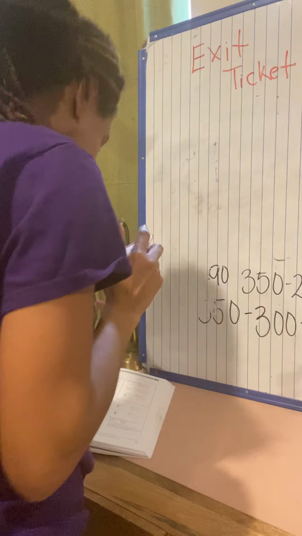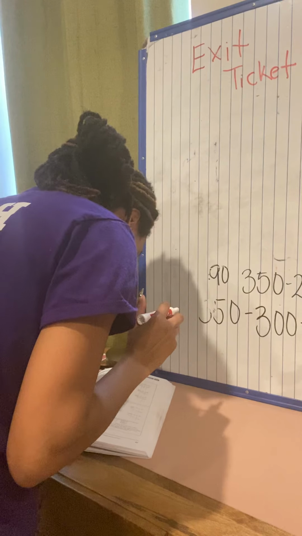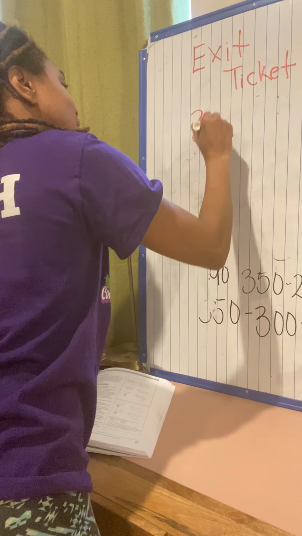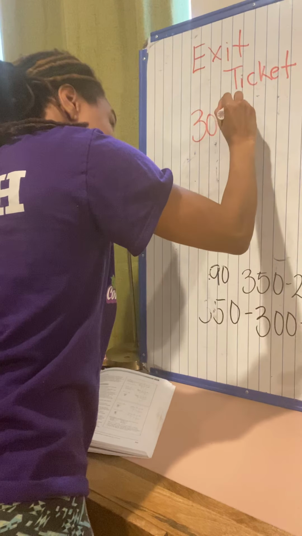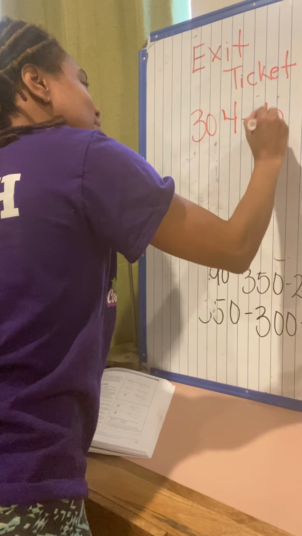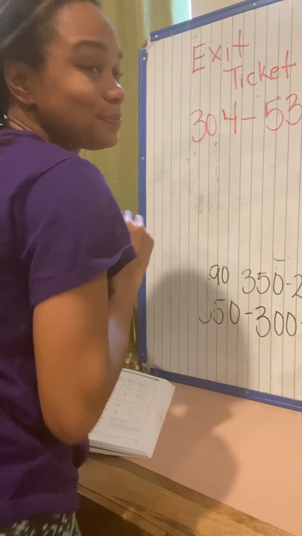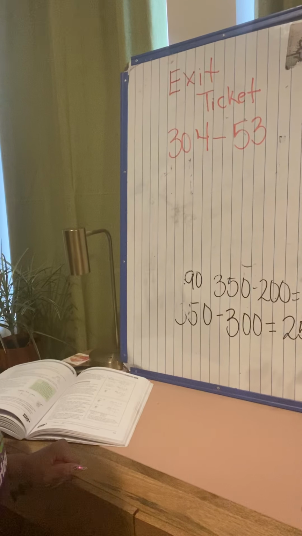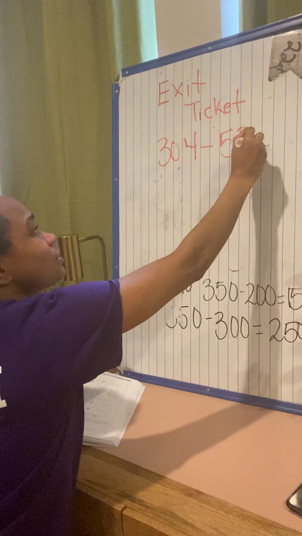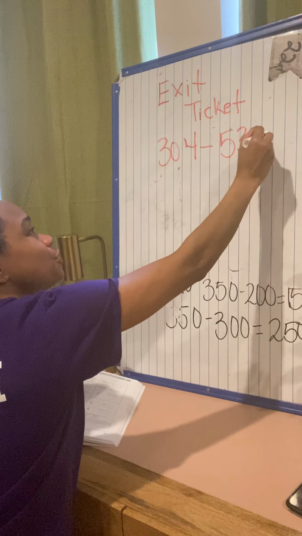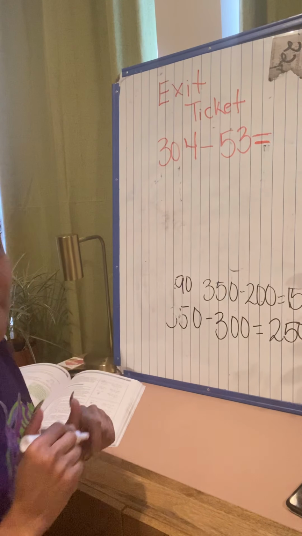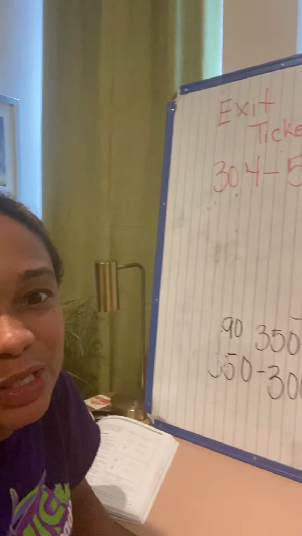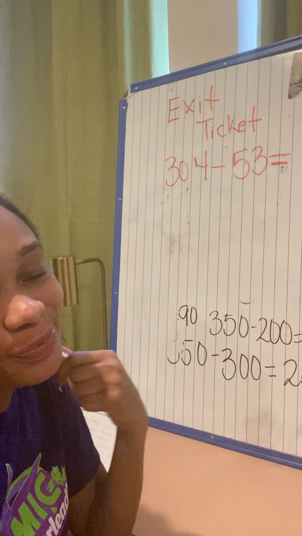I want you to solve 304 minus 53 using any strategy that you choose. And I want you to explain your thinking. Explain why you chose to use the particular strategy you went with.